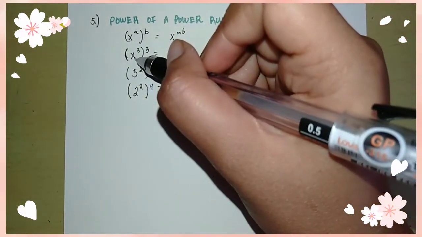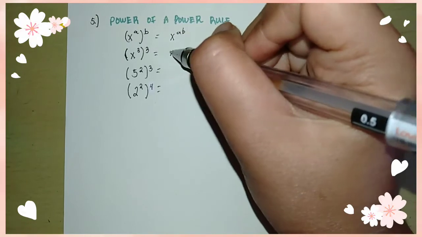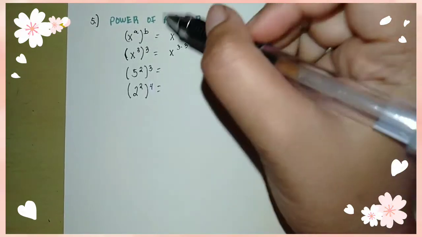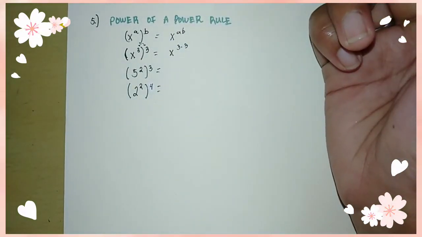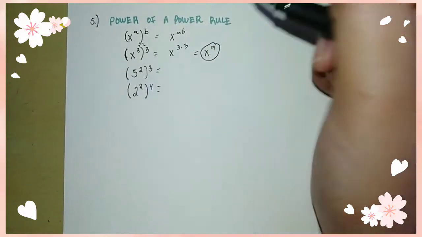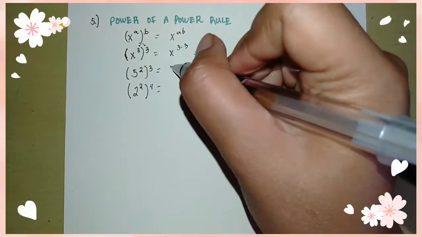And then next, we have x raised to 3 raised to 3. So, we have x, copy lang si base, and then 3 times 3. Remember, kailangan lang i-multiply natin silang dalawang exponent. Okay? Then, the answer will be x raised to 9. So, yun na yung magiging sagot. Tama?